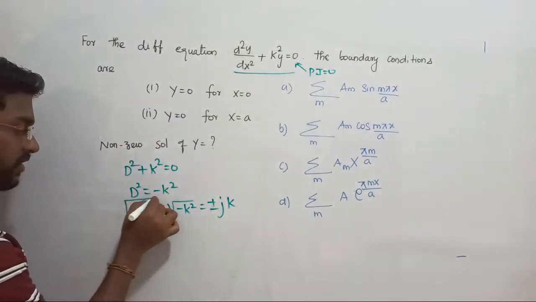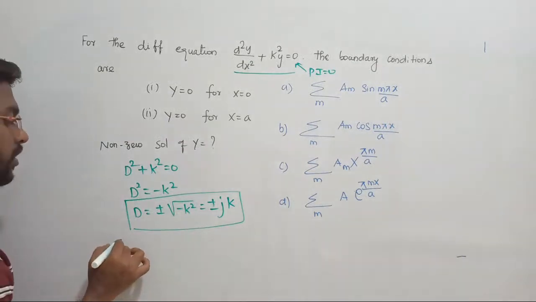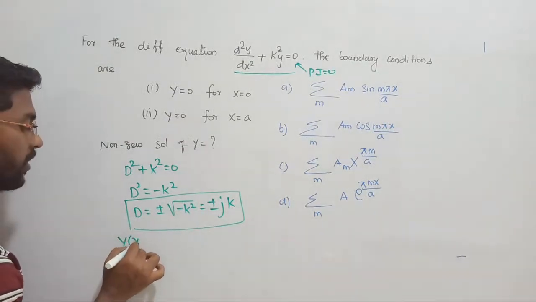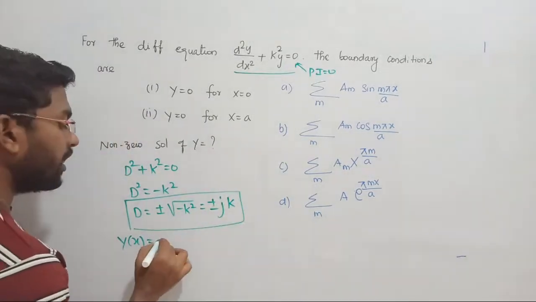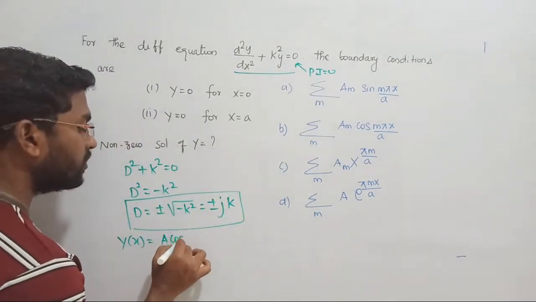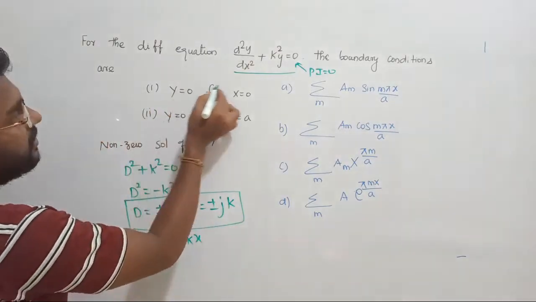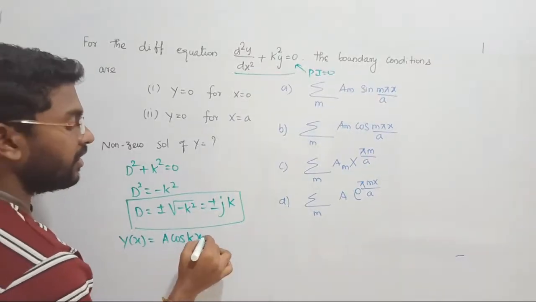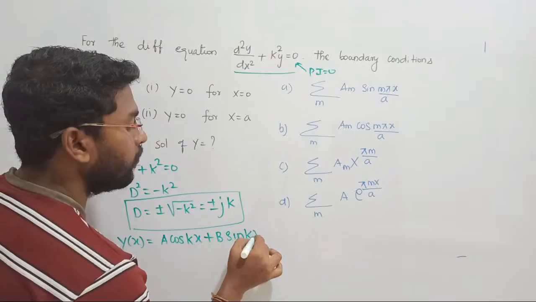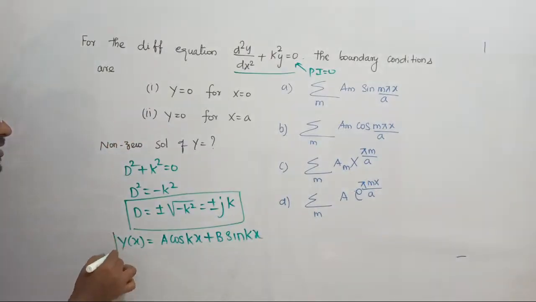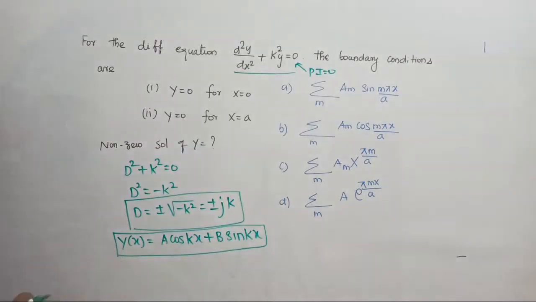So the correct answer is plus or minus jk. Now for this, how will you write the solution? The solution for the function can be written as y of x equal to, since we have a purely imaginary term, a into cos beta. This is beta, that is k. Anyway, the independent variable is x. So we have to write the answer in terms of x plus b into sin k times of x. Clear? So that is the answer that we got at last.